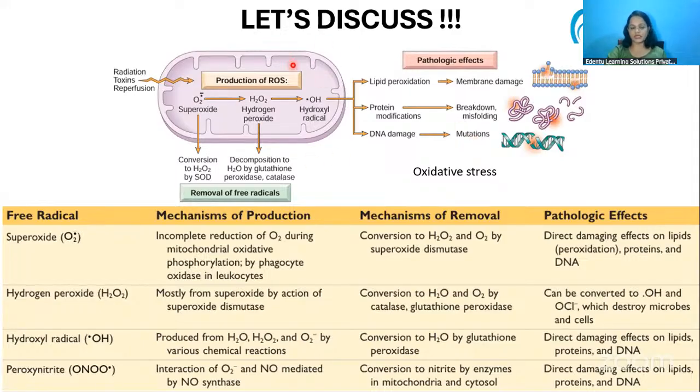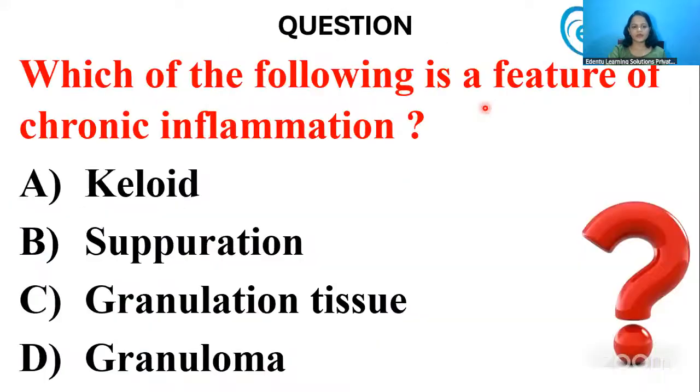Okay, so this accumulation of reactive oxygen species inside the cell can produce pathological effects like cell membrane damage, protein breakdown and misfolding, or mutations in the DNA. So these three are the main reactive oxygen species, and these are the pathological effects that they can produce. Okay. Now, next question.